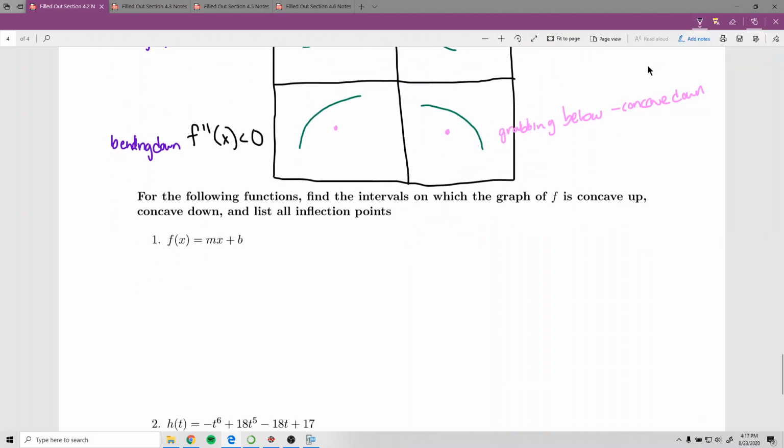All right, so the first one isn't necessarily a homework problem, but I like to do this one anyway because of what the graph is. It says for the following functions, same directions, find the intervals on which the graph is concave up, concave down, and list all the inflection points. The reason I like this first one is that it's the graph of a line, y equals mx plus b. And as you know, a line is not bending, it's a straight line.